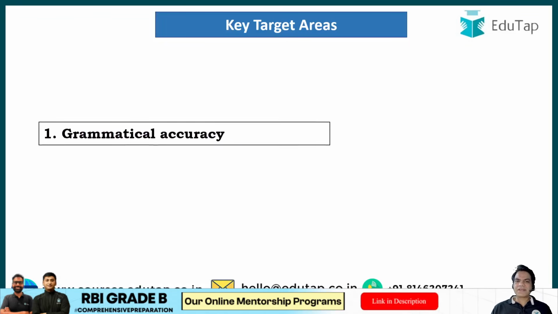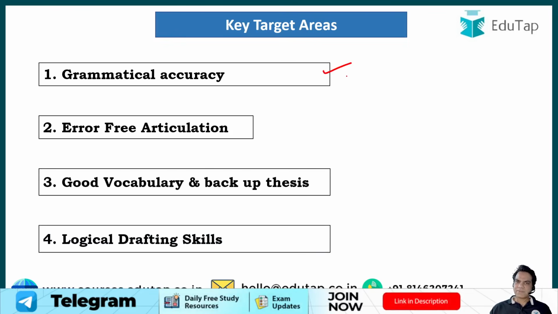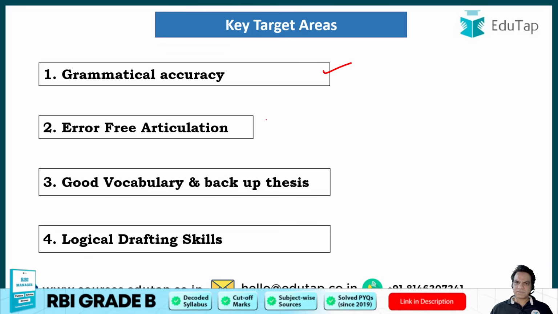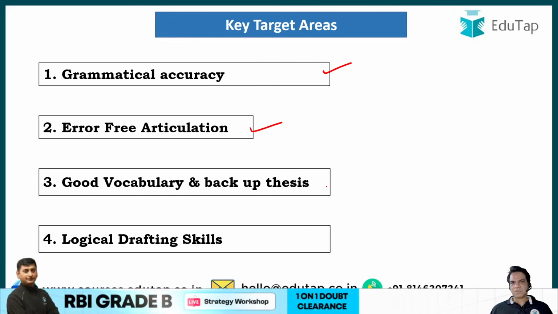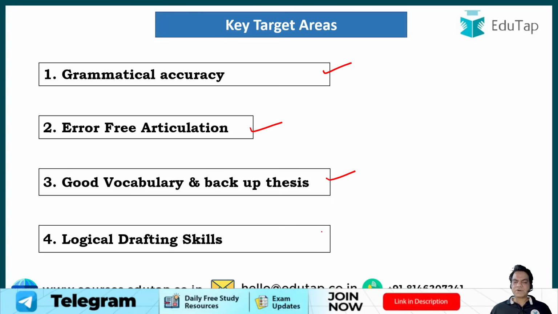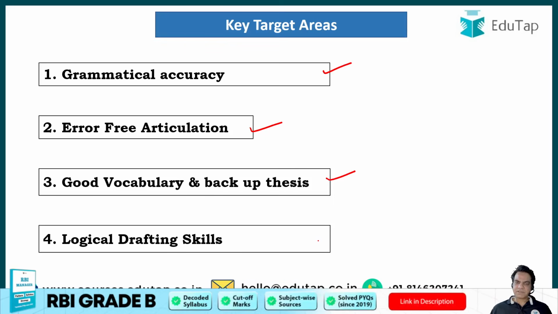Now guys, what are the key target areas that you have to focus on if you are preparing for this organically? First is grammatical accuracy, because the more mistakes you make, the more negative marking you will observe in your answers. Error-free articulation, no mistakes whatsoever: spelling mistakes, typos, punctuation errors, or if you miss a word in between, that will be considered a mistake. Use of good vocabulary and backup thesis is another very important aspect of your articulation. That means good supporting statements, good data points, good statistics, good mention of relevant examples. They'll be key to your answers.